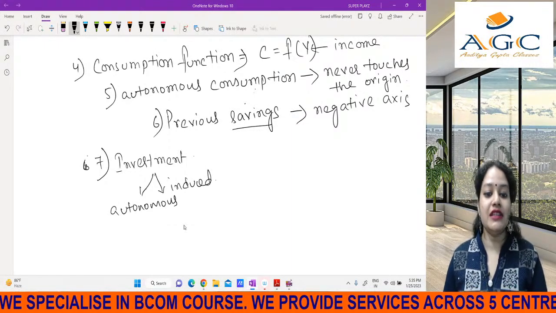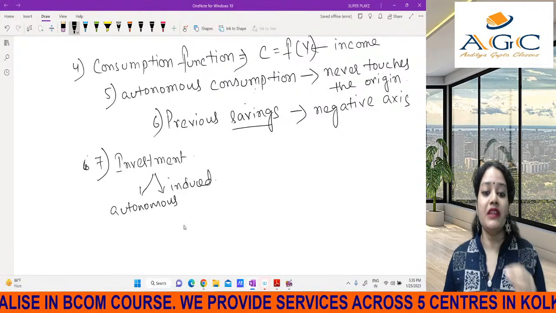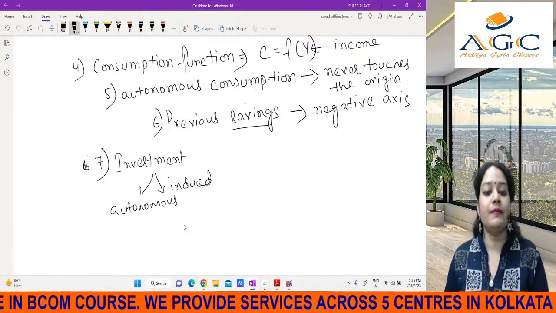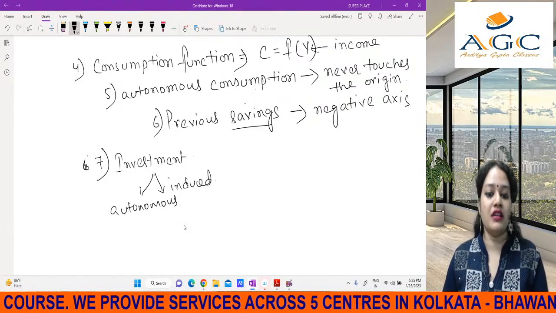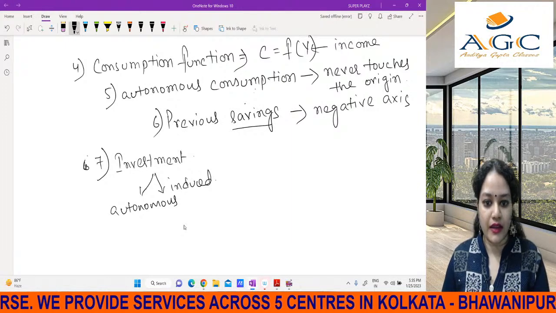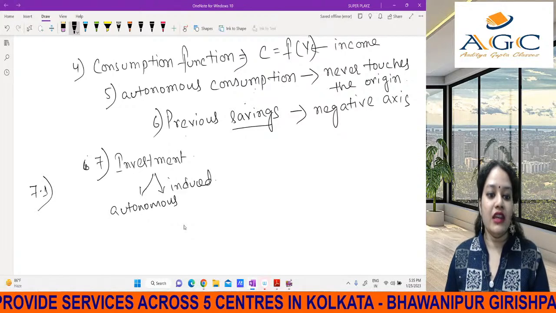Autonomous investment is that investment which remains fixed irrespective of the levels of income. Now see, before starting with the investment, we will do another thing. I am writing that as 7.1. Investment function.